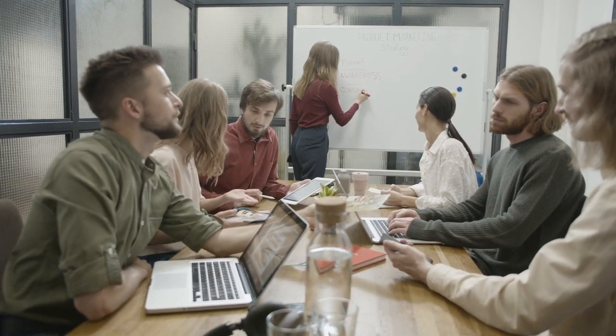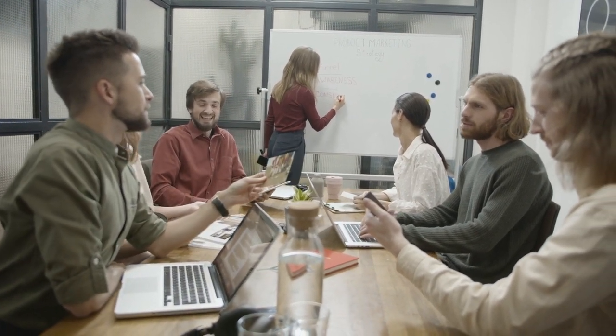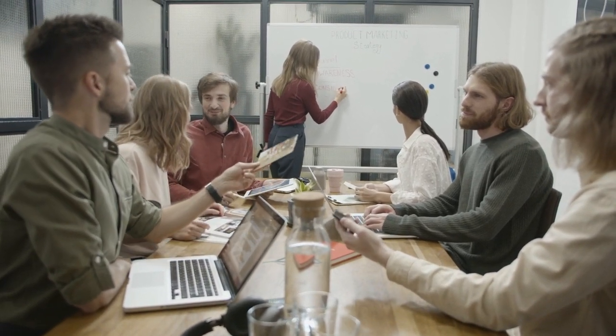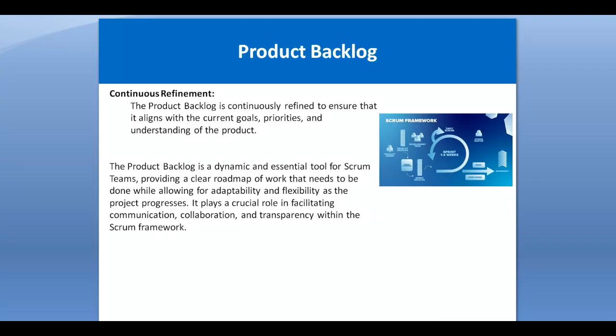Then continuous refinement means the product backlog is basically a document which is continuously evolving and refining with respect to the current goals of the sprints, priorities, and understanding of the product. Whenever the product owner meets with the stakeholders and has a demo of the application, the product backlog can be refined, and it is a continuous process which keeps going on.